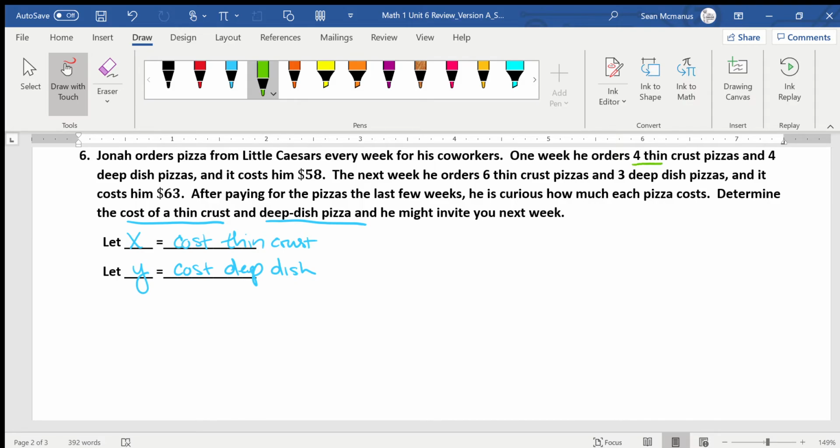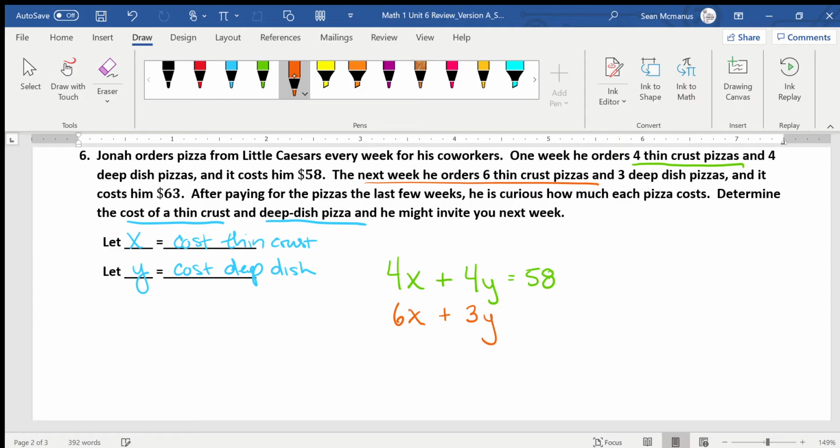So the first week there's 4 thin crust pizzas. So I have 4 pizzas, and each one of them cost x dollars, and 4 deep dish pizzas. So 4 of those, and they each cost y dollars, and the total was 58. In the second week, he orders 6 thin crust pizzas and 3 deep dish pizzas, and the total that week was $63.